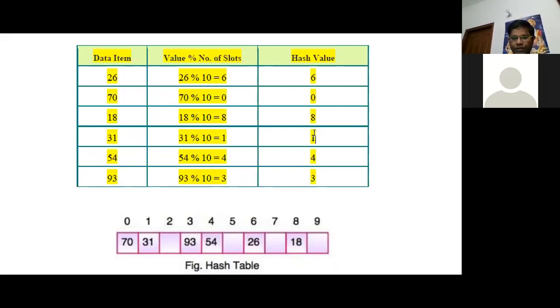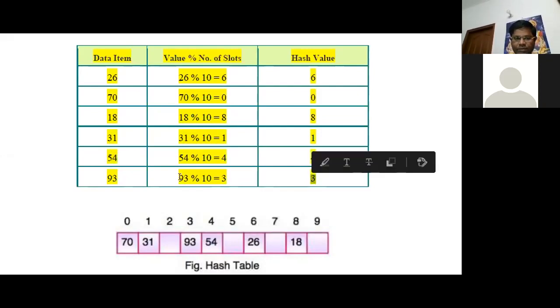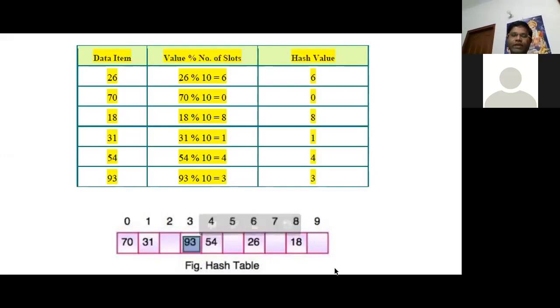Again hash value 1 means at the first index, that is 1, we are inserting the data item of value 31. So 31 is the value, we are placing it here. Again 4 means at the 4th index, it means at this place we have to insert 54. So at the 4th index we are inserting 54. Again at last at the 3rd index we have to insert 93. So this is the 3rd index and we are inserting the value 93. So in this way we are inserting the values into the given hash table.